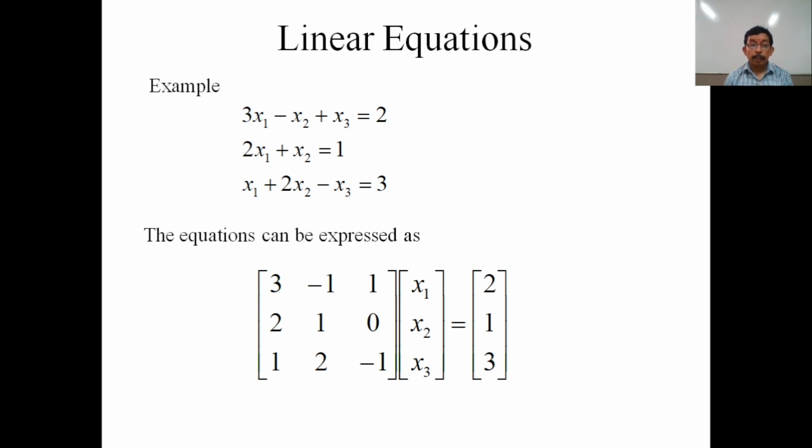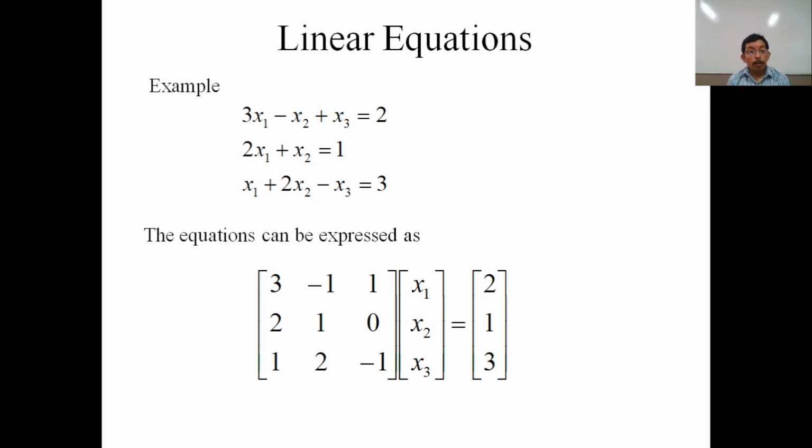Suppose you see the example here: there are three equations and three variables x1, x2 and x3. The coefficients of x1, x2, x3 in the first equation are 3, minus 1, 1, which represent the first row of A, and the second equation coefficients are 2, 1 and 0. This is the second row of A, and the last equation coefficients are 1, 2, minus 1, which represent the third row in matrix A. It is clear, A is the coefficient matrix of x1, x2 and x3.